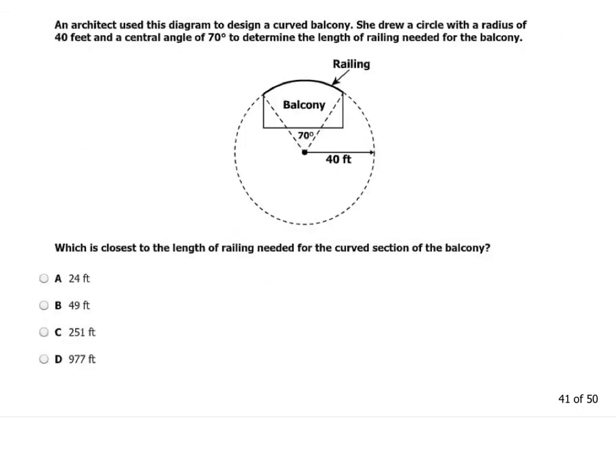Reading through the questions very carefully, I see that this one is asking for the length of the railing needed on a circle. So you have to recognize that they're asking you for the arc length, which the arc length formula is not given. However, on the formula sheet, the circumference formula is given, and it is 2 pi r.